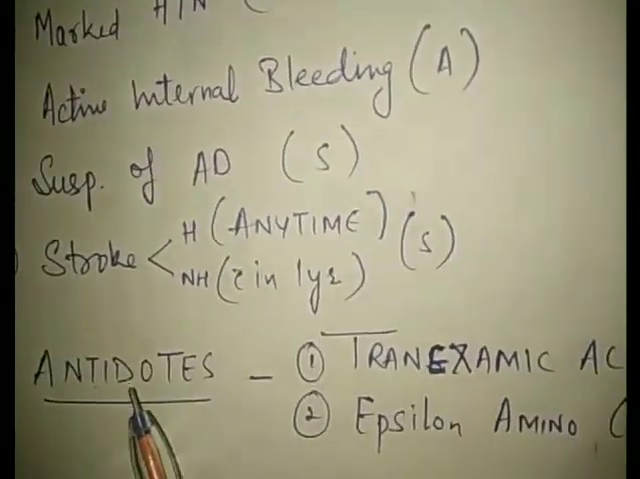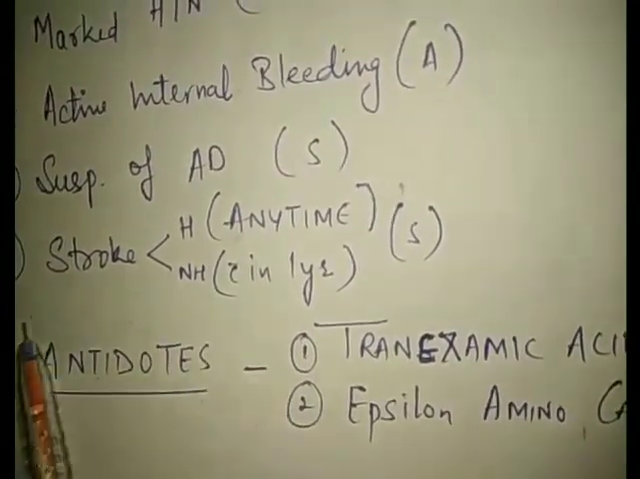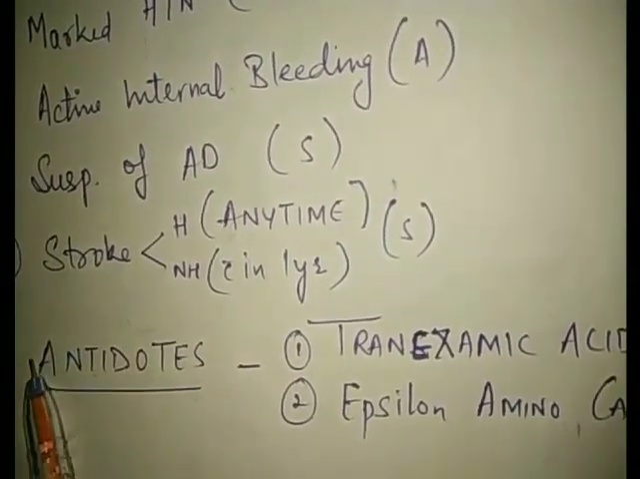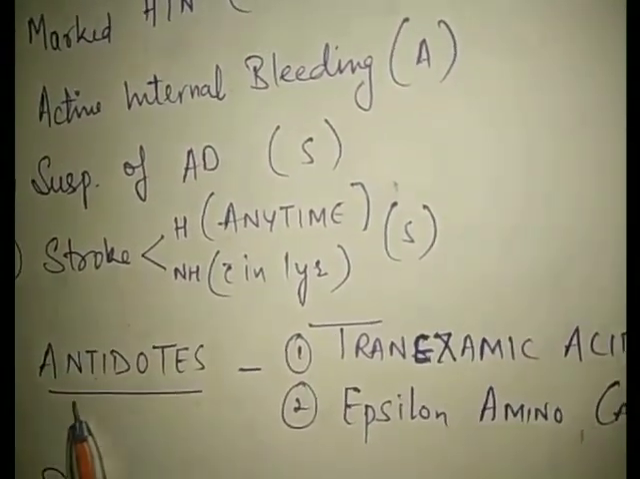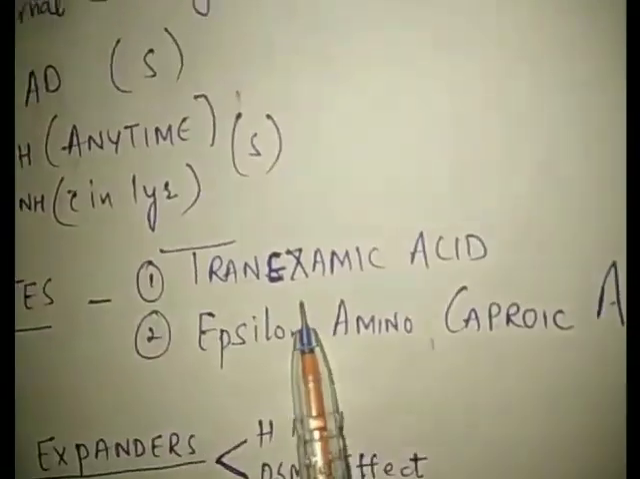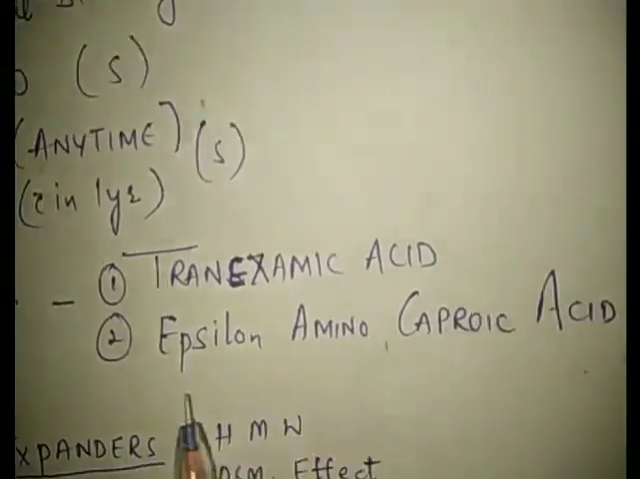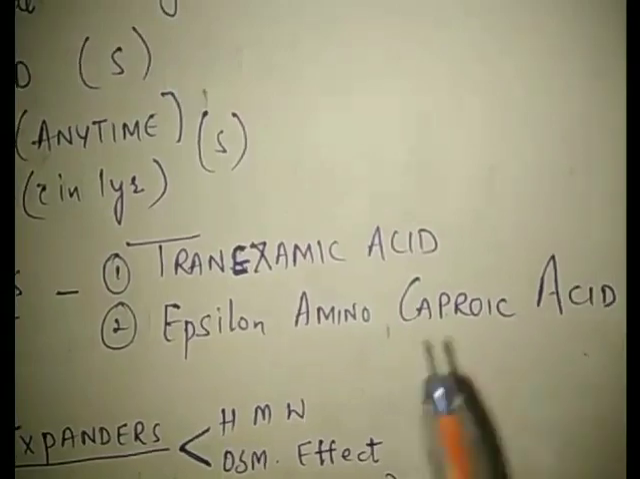Okay, now we take the antidotes of the overdose. When there is overdose of fibrinolytic drugs, there is excessive bleeding. For that we use the antidotes, and these are tranexamic acid and epsilon amino caproic acid.